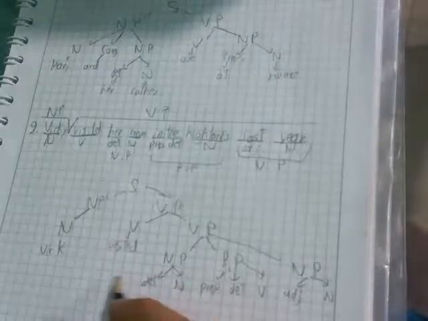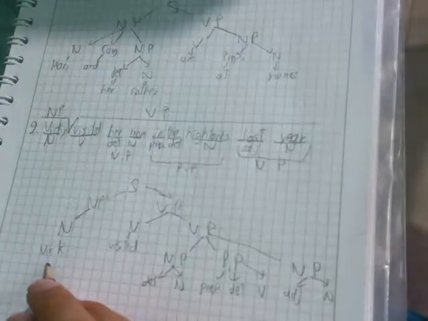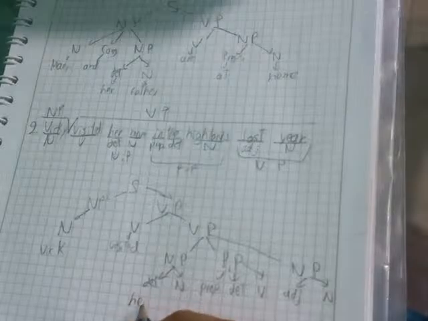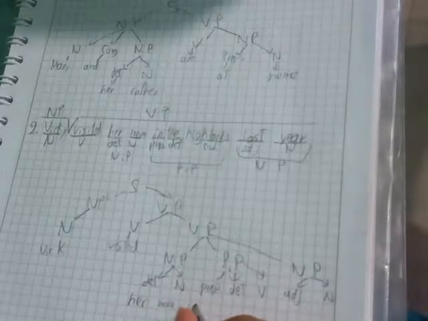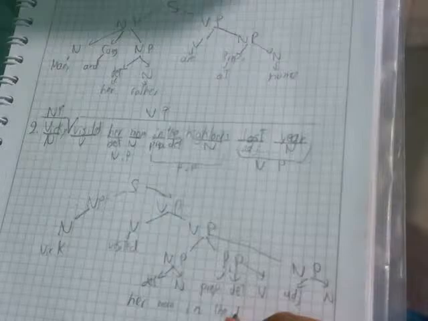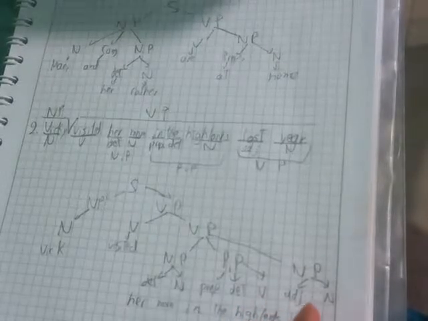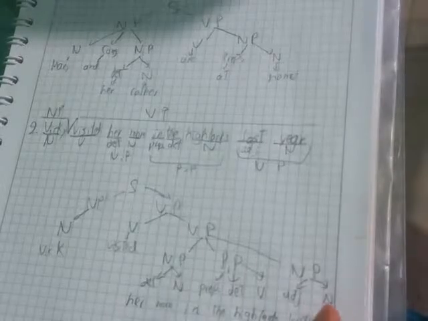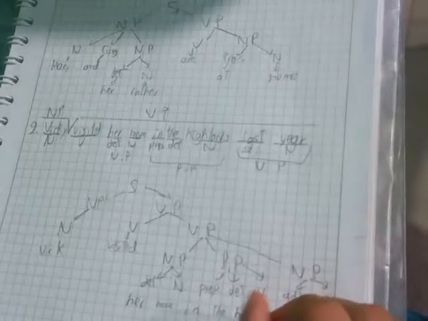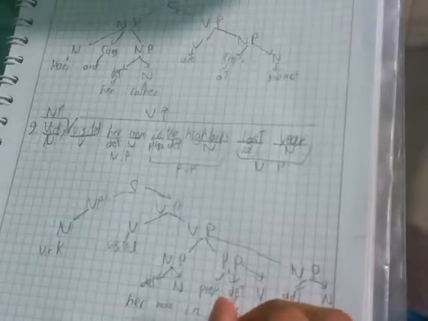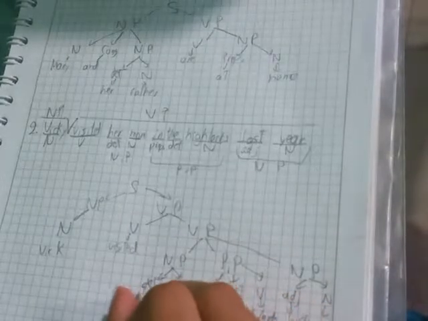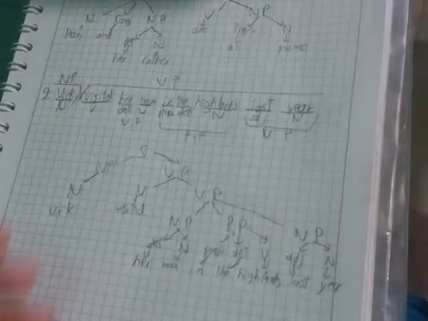Then let's write the complete sentence. We write beside her mom in the highlands, highlands, sorry, highlands last year. And we connect everyone in order to specify which part belongs to another one. And this would be all for the second sentence. Now let's go to the next one.